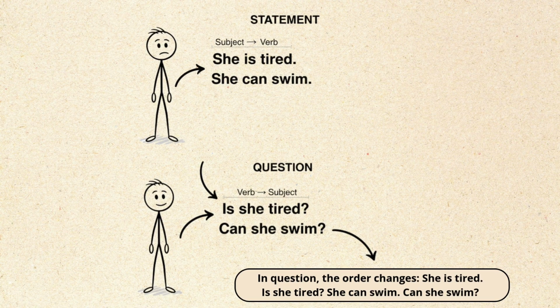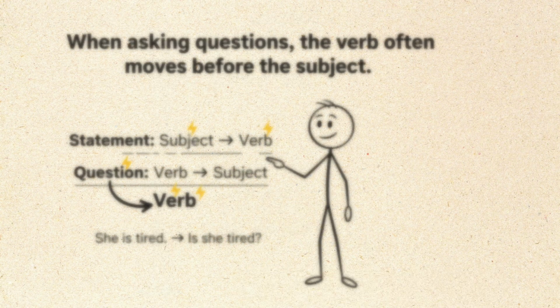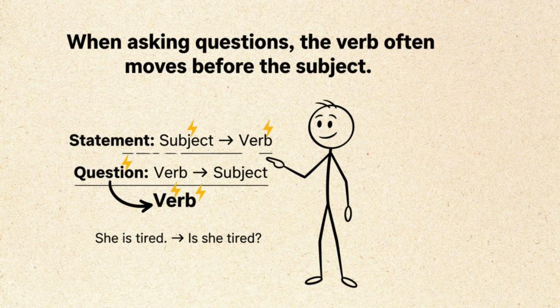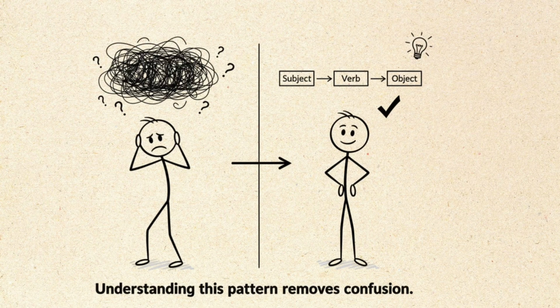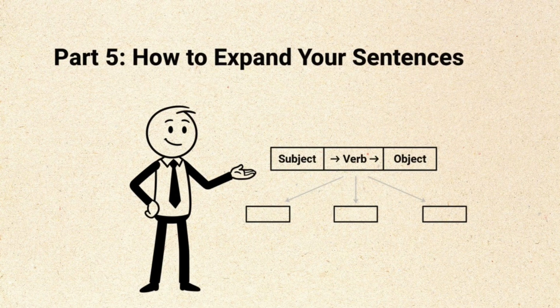She is tired. Is she tired? She can swim. Can she swim? When asking questions, the verb often moves before the subject. Understanding this pattern removes confusion. Part 5. How to expand your sentences.